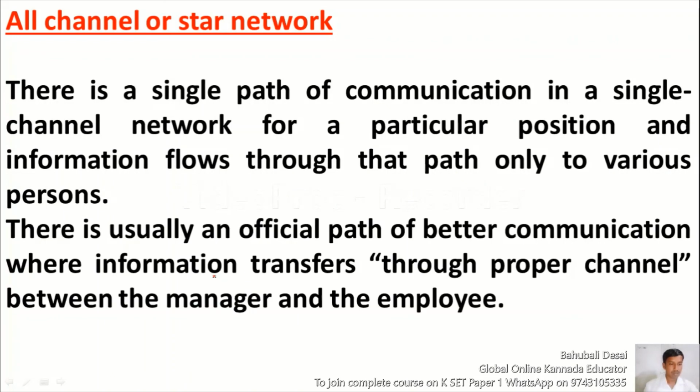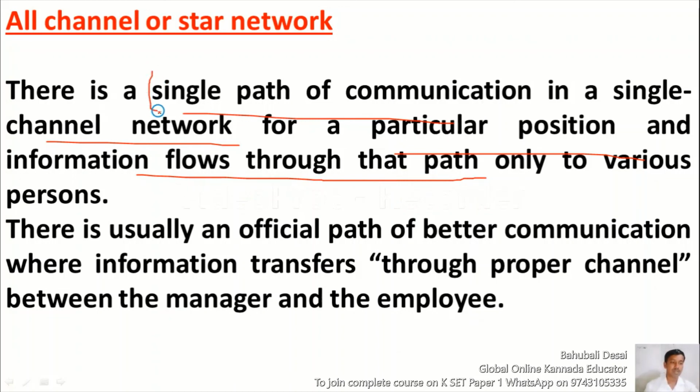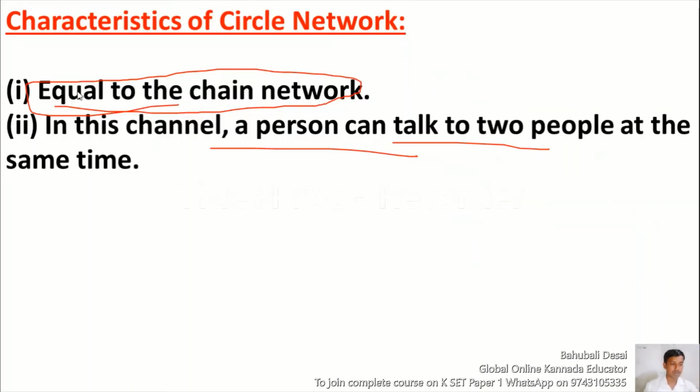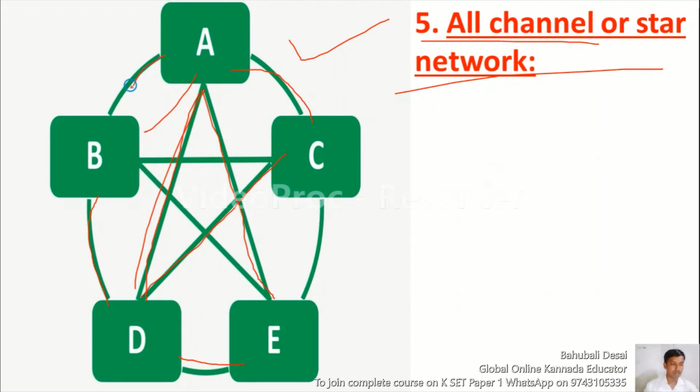And also there is a single path of communication in a single channel network, for a particular position, and information flows through that path only to various persons. So it is also following a single path of communication here. So through that path information is going to pass. For example, A can communicate with B, B can communicate with C, A can communicate with D. So it is following this path.